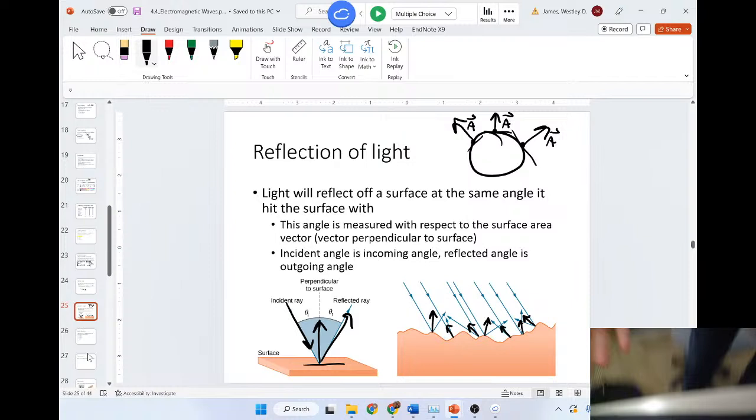Yeah? If we have a textured surface in a problem, is it okay to assume that wherever the light hits will always be perpendicular, like to a very specific tiny point?